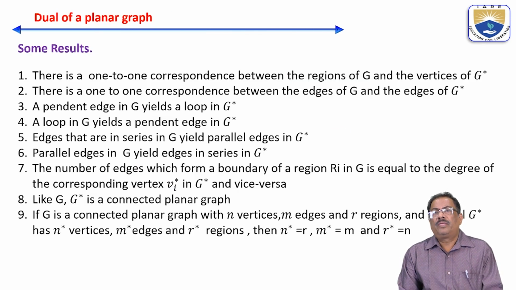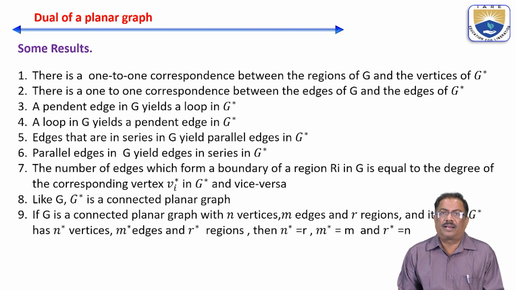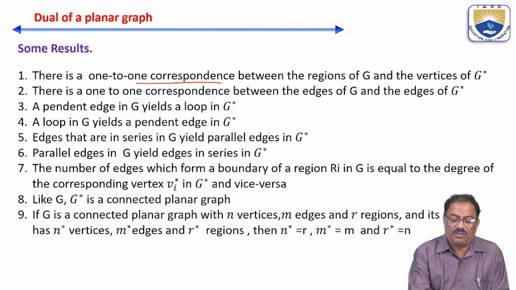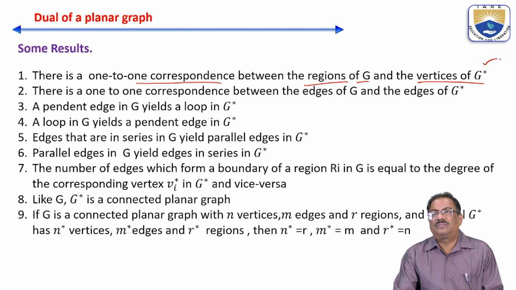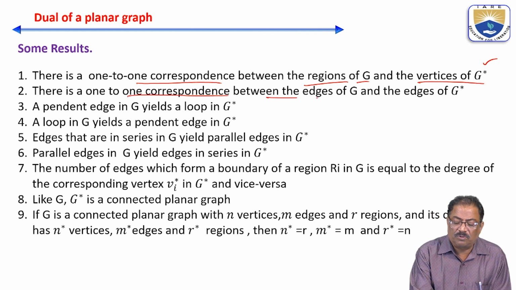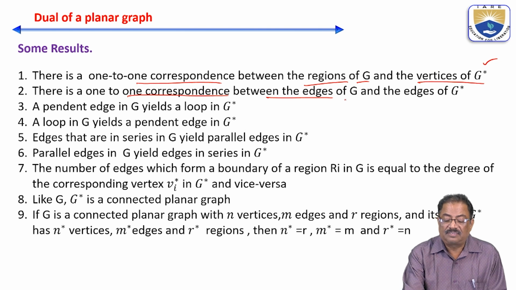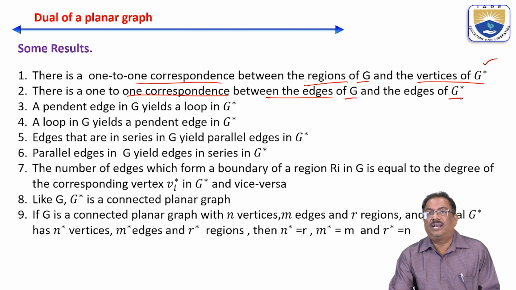Now, some of the important results which we observe from the planar dual of a planar graph. There is a one-to-one correspondence between the regions of G and vertices of G dash. So if there are n regions, the number of vertices in its dual is also n. There is a one-to-one correspondence between the edges of G and G star. So the number of edges in G, and G star is also having the same number of edges.